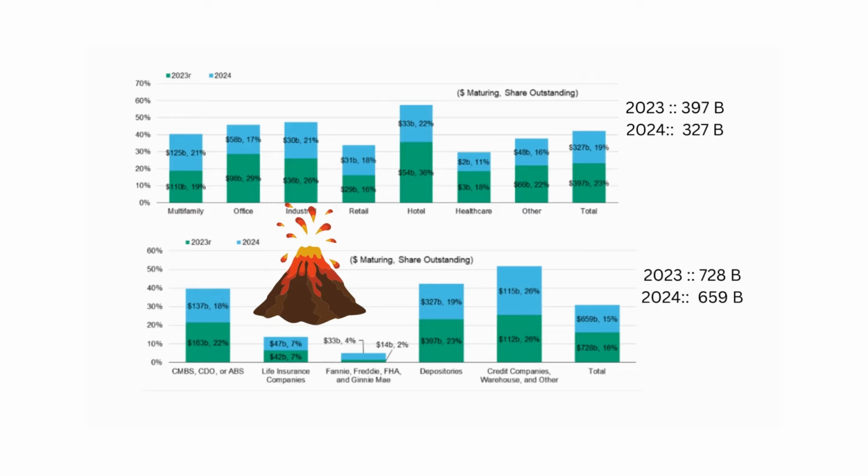These two charts are very, very important. The first one is the maturity of bonds of different property types in commercial real estate. The below one talks about different types of bonds maturing in 2023 and 2024. In both property type and types of bonds, a huge amount of bonds are going to mature in 2023 and 2024. As we see, commercial real estate is in problem or in crisis.